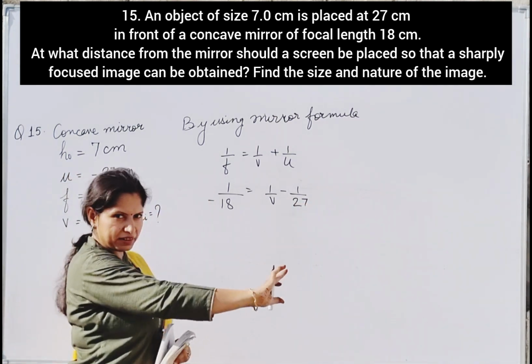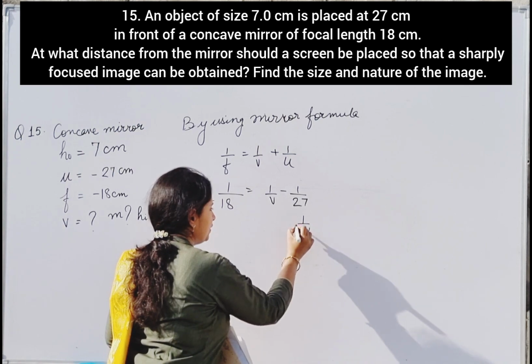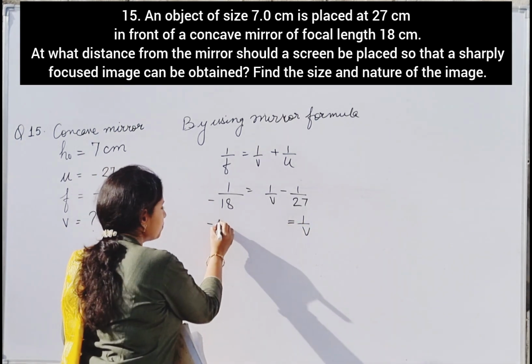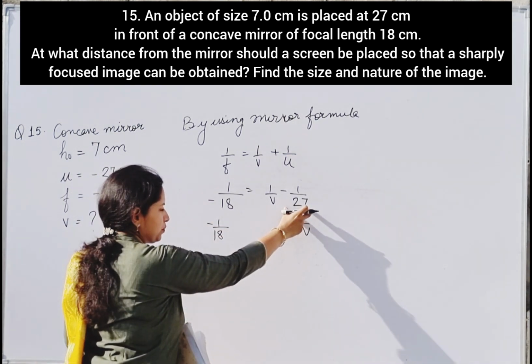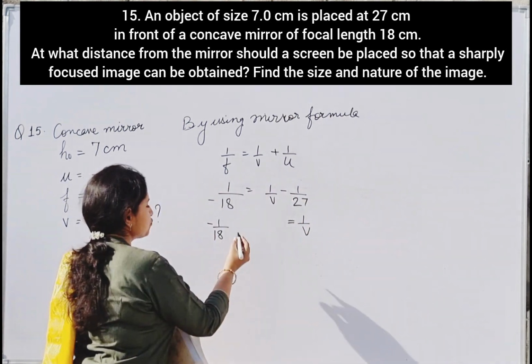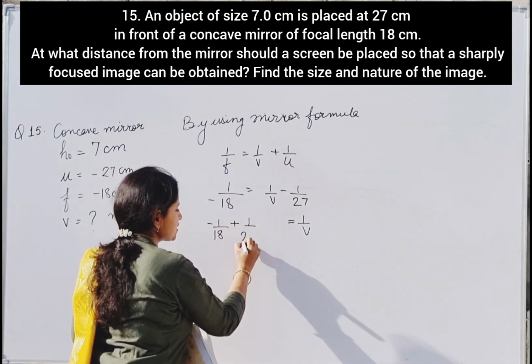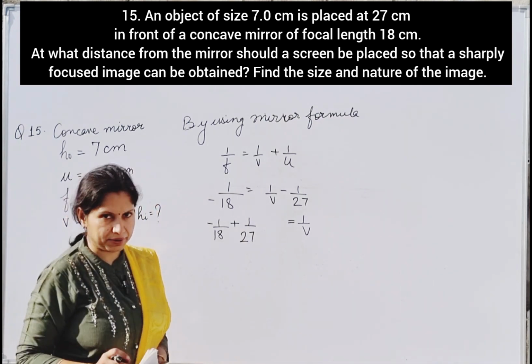It's already positive. Let it be on that side only. So we'll just let V, which is positive, on the right hand side only. Minus 1 upon 18 was already there, and minus 1 upon 27 has to be shifted to the opposite side. So it will become positive. जब भी हम opposite side shift करते हैं तो उसका sign change हो जाता है. You all know that.